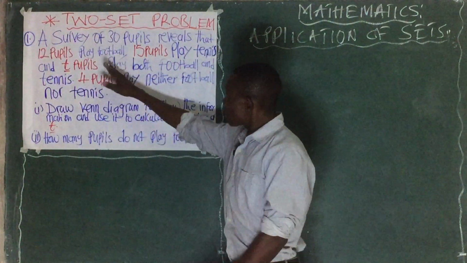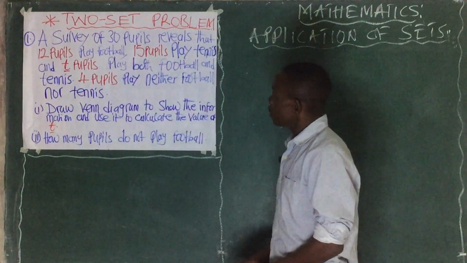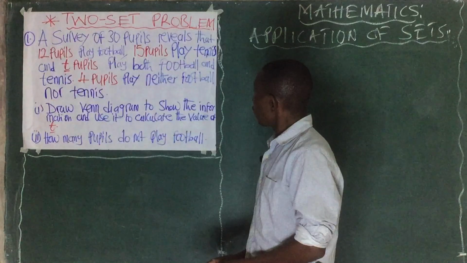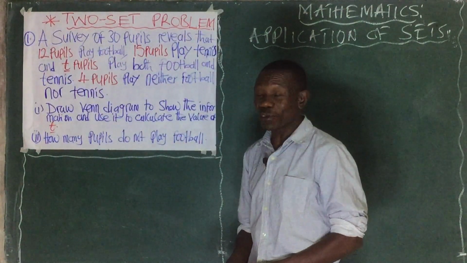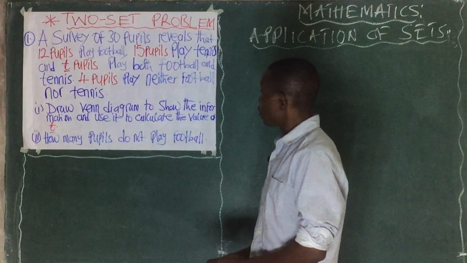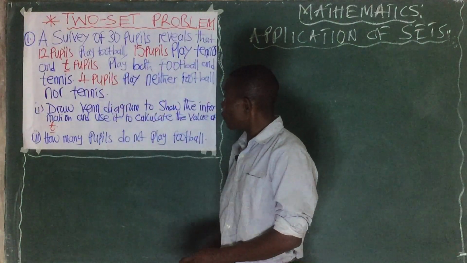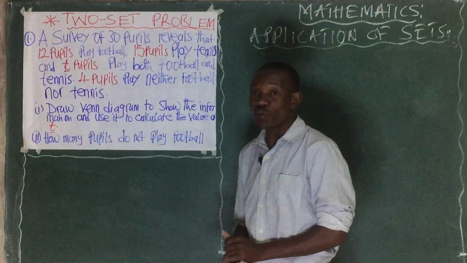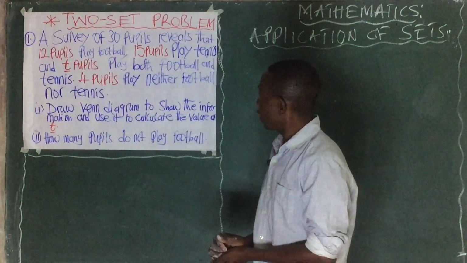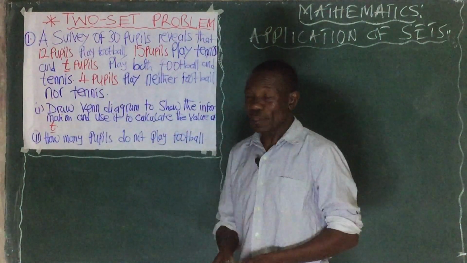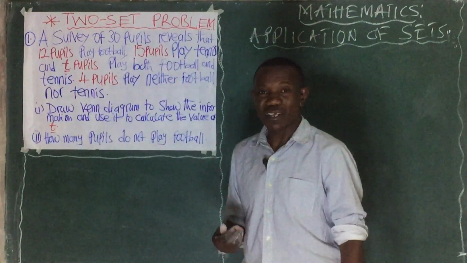Here, we have a survey of 30 pupils who revealed that 12 of them play football, 15 pupils play tennis, and T, the number of which is not known, play both football and tennis. We're also told that 4 out of the 30 play neither football nor tennis. You can see we are in a real life situation about games. Somebody conducted a survey and this is what he got. It's more like statistics.